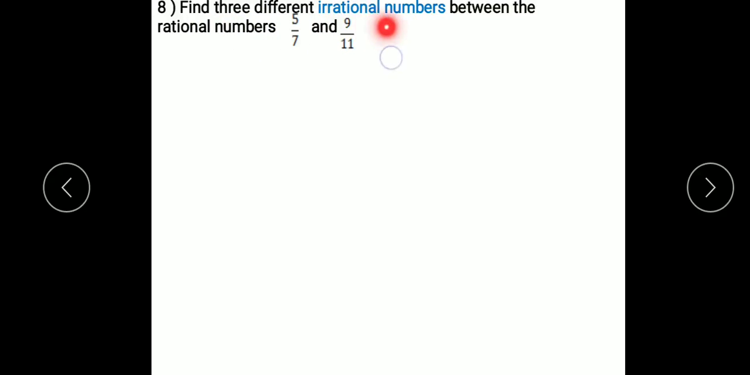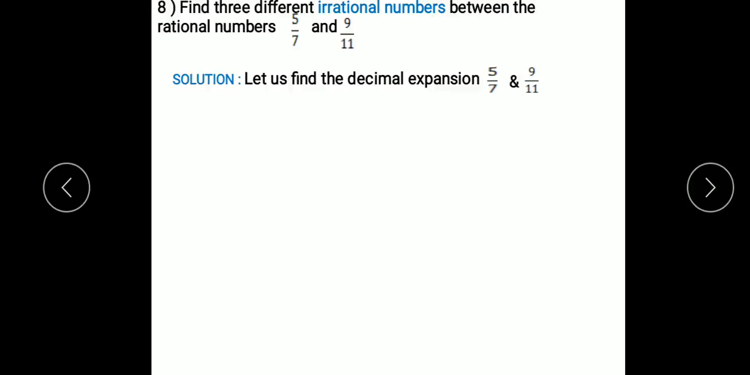Find 3 different irrational numbers that lie between two rationals, 5 by 7 and 9 by 11. We have already seen that between any two real numbers, an infinite number of rational numbers and irrational numbers can lie. So, it is very easy to find irrational numbers that lie between these two rationals. To do so, let us first find the decimal expansion of both 5 by 7 and 9 by 11.